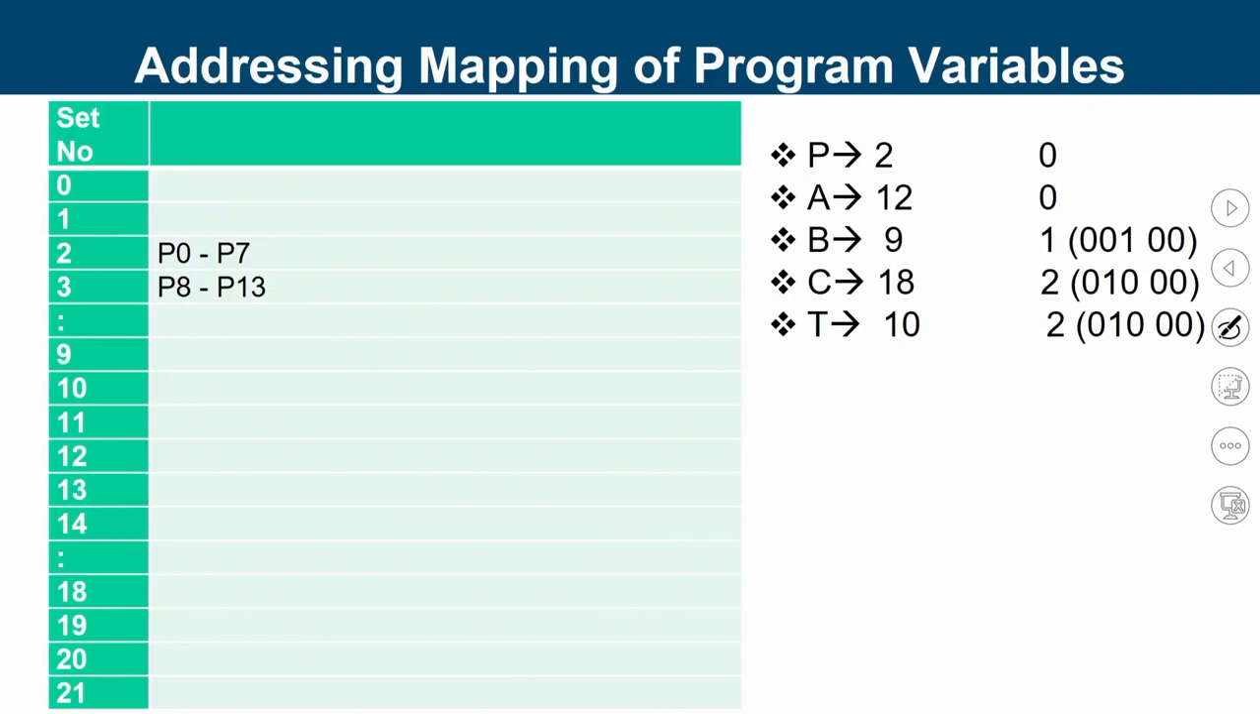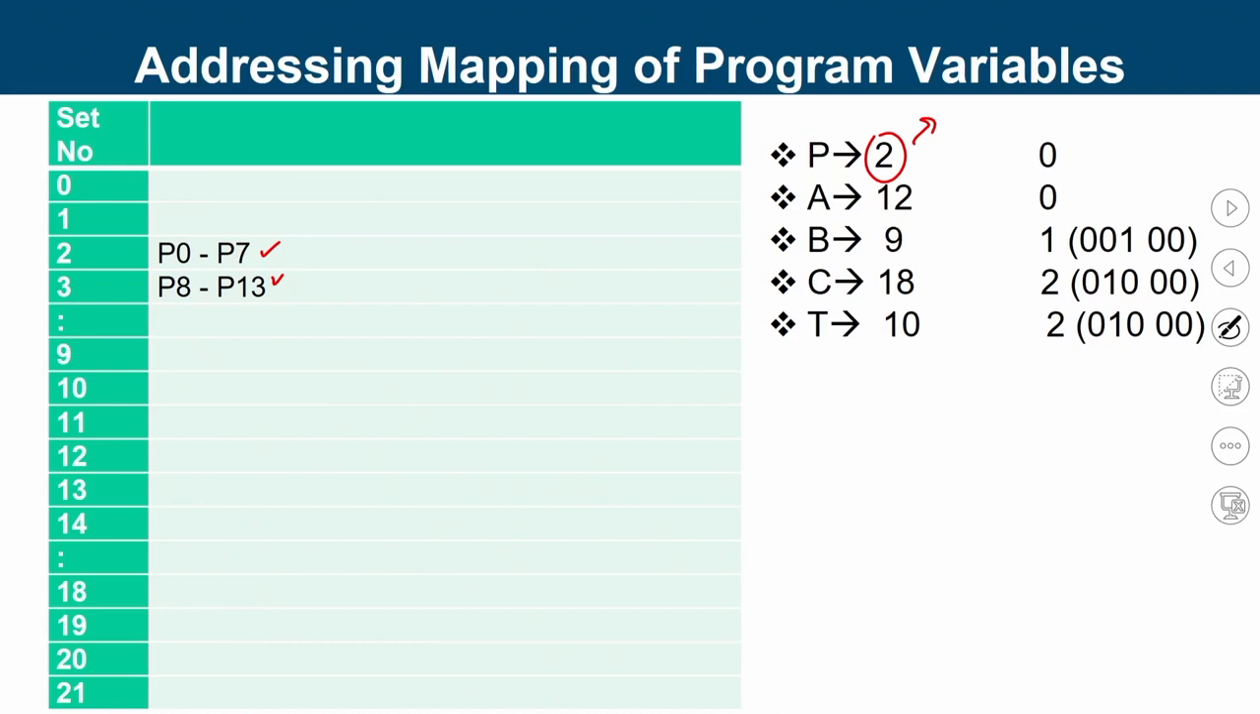Initially, you have a program P which has 14 instructions and it is mapped to set number 2. Set number 2 will hold the first 8 instructions of P, P0 to P7. Since P has 6 more instructions and a program is generally placed sequentially, P8 to P13 will be kept in set number 3. So this is the set number that you see, and that is the content that I am drawing.